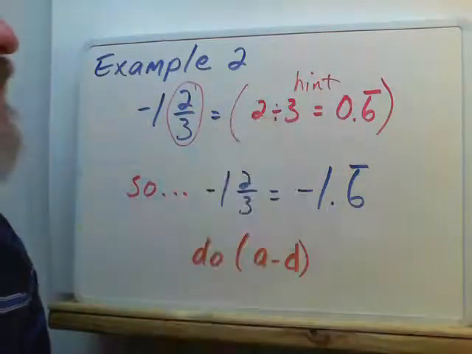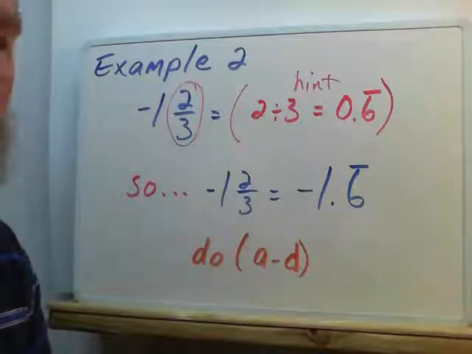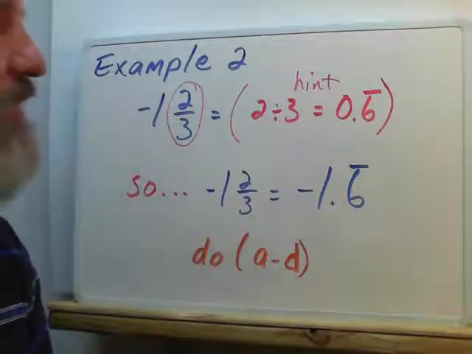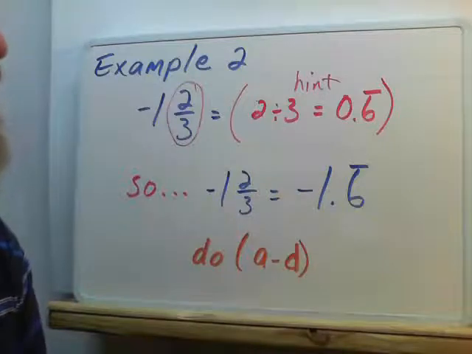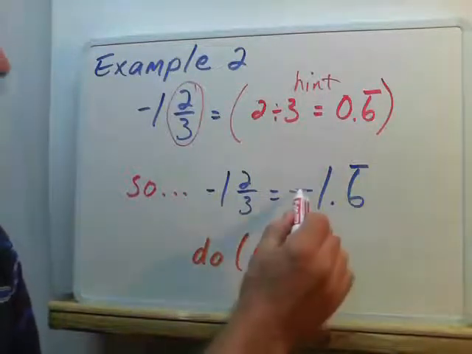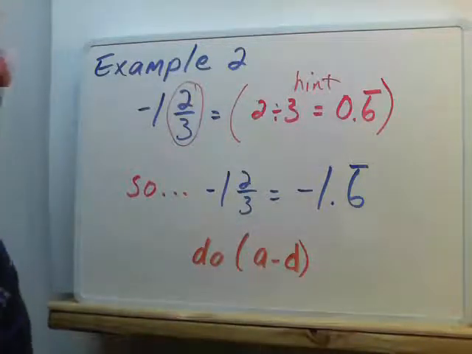We should get to the point in 8th grade that we see 2/3 and we immediately think 0.6 repeating. I want you to work on memorizing some things in mathematics. It makes things a little bit easier, but you can also put it in a calculator. 2 divided by 3, you get 0.6 repeating, and don't forget to put your repeater bar, and of course remember that it is negative. Please do letters A through D.